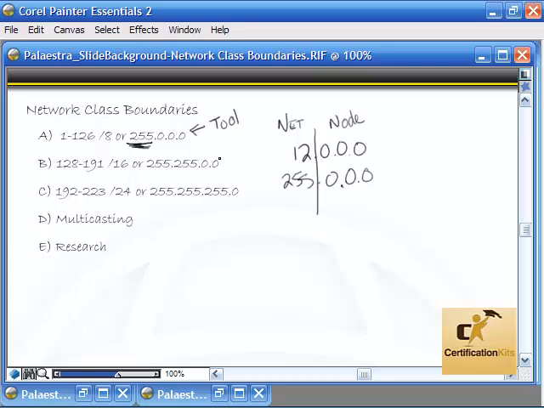Since the Class A networks have a 255.0.0.0, only the first octet is part of the network address, and only numbers 1 through 126 are part of the network address. So we've got 126 basically Class A network addresses.